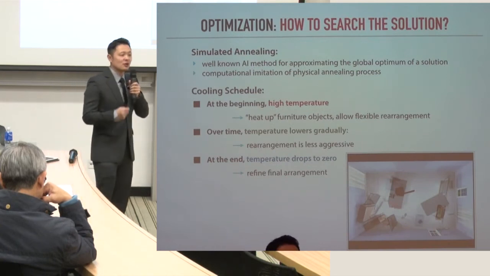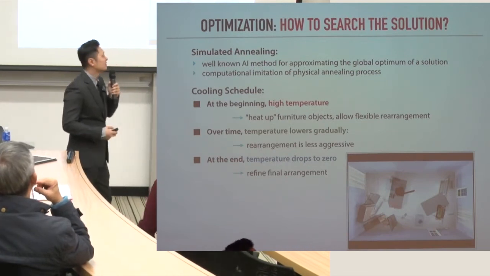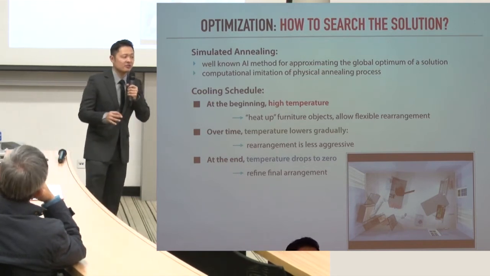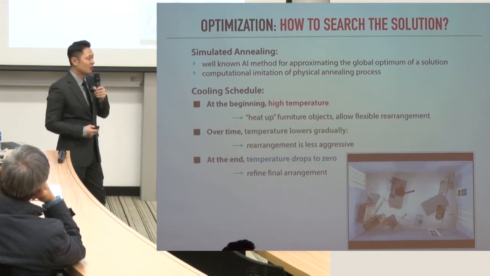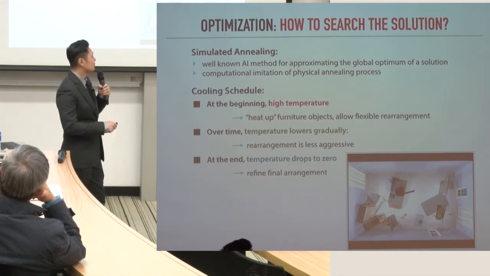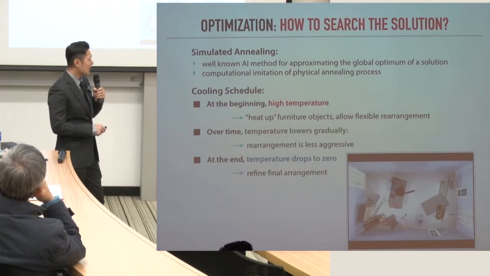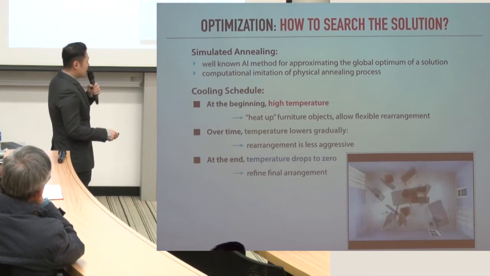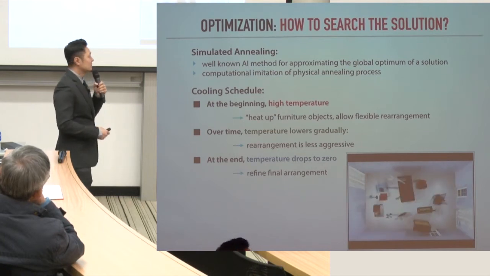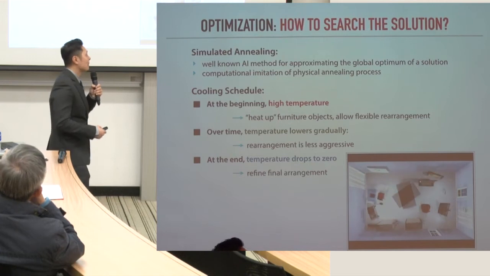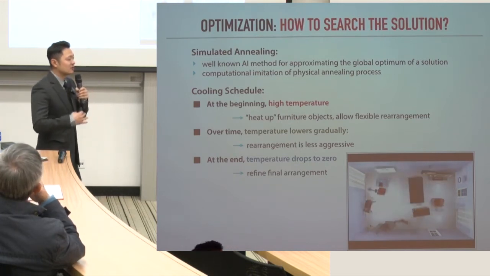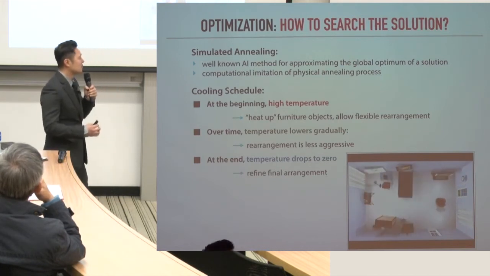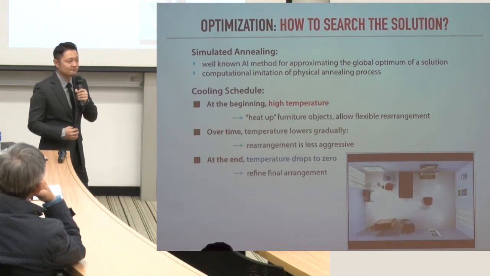So we have the energy function. How do we search for the solution in the solution space? Here we make use of a stochastic optimization method, because the energy function could be complex with the different considerations we put together. Specifically, we use the simulated annealing method, which has a cooling schedule. At high temperature, the furniture will move vigorously, so you have a flexible arrangement. Over time, the temperature lowers gradually and the furniture will move less and less, until the temperature drops to zero, where you refine the final arrangement.